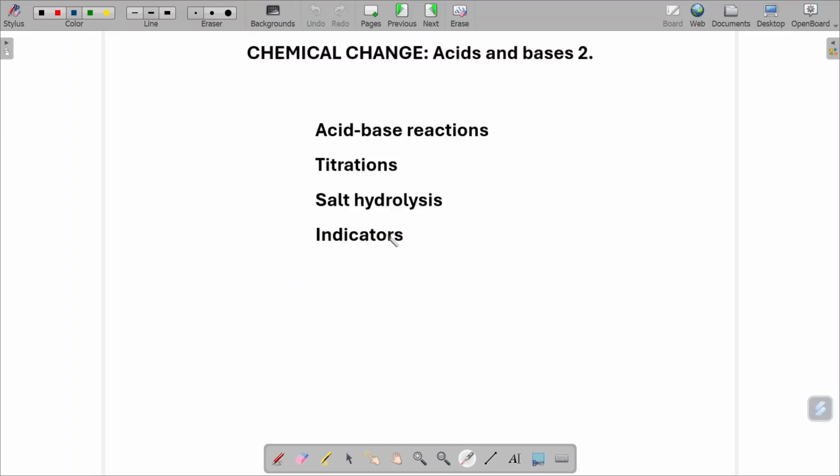Finally, we'll take a look at a very important component of these acid-base reactions, especially in a titration, and that is the concept of an indicator. All right, let's see where this leads us.